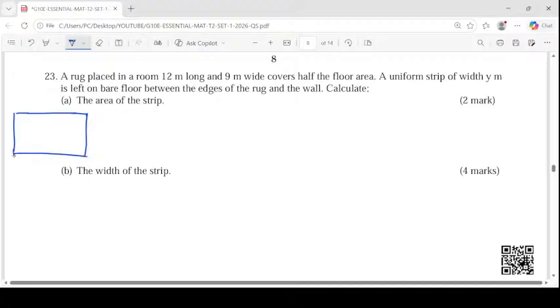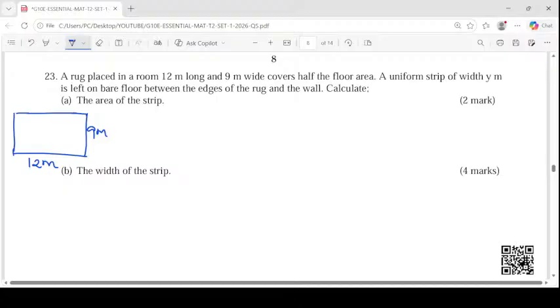This is our room. It measures 12 meters long and 9 meters wide. A rug placed in the room covers half the floor area. So if it covers half the floor area, it means that the area of the rug is half that of the floor.